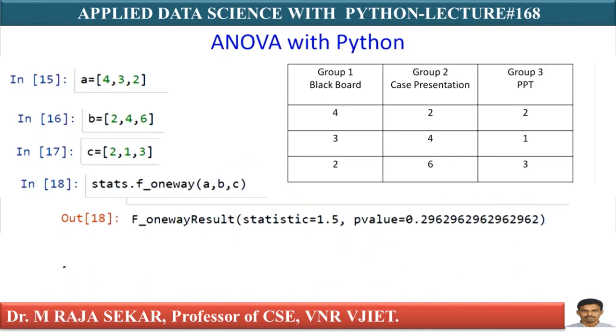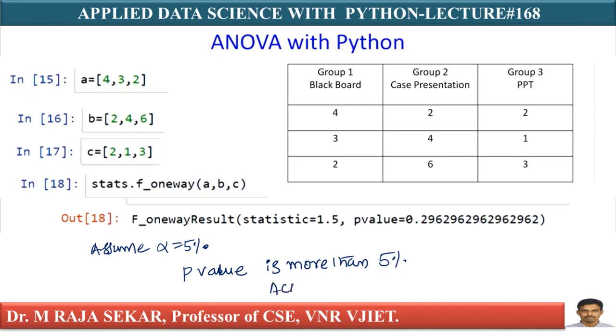Now what I have to do? Let me say like this. Suppose, let me assume alpha equal to 5%, isn't it? P value, here just observe, P value is more than 5%. 0.29 is greater than 0.05, isn't it? P value is more than 5%. We have to accept null hypothesis, that is H naught, isn't it?